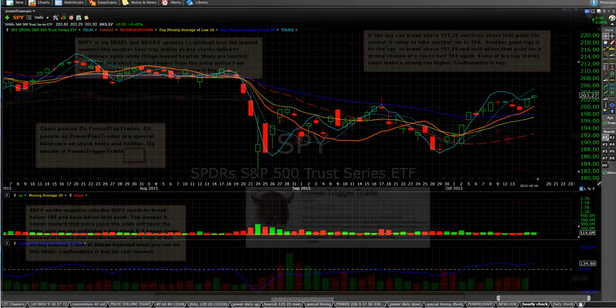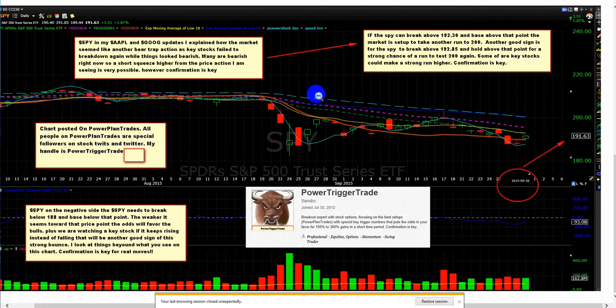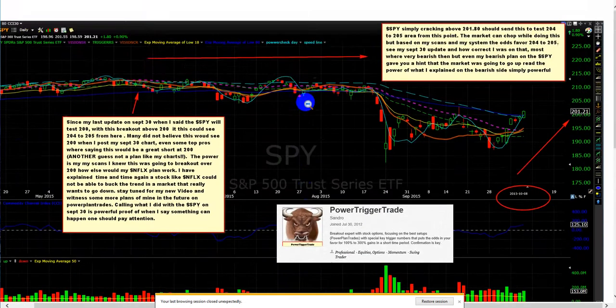So let me just minimize this here. And so this is the 8th. Now you can see this chart is posted on Power Trigger Trade. I actually posted this on Power Trigger Trade. I explained my reasoning. Netflix at the time was hot, and it did hit my targets. It fell out of bed in the meantime, but that's beside the point.